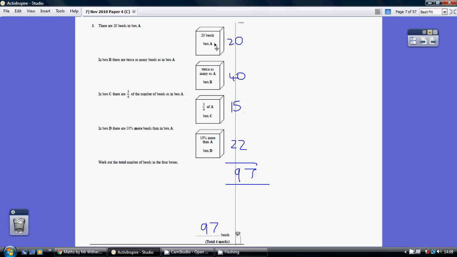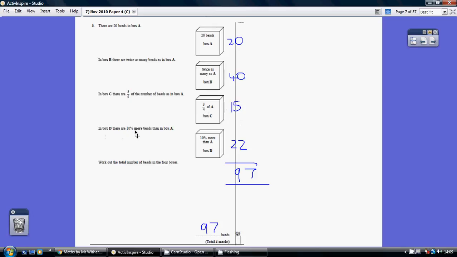20. So divide by 4 to get 1 quarter, which is 5, and times that by 3 to get 3 quarters, which is 15. Alternatively, as this is a calculator paper, you could do 0.75 times 20 to get 15.